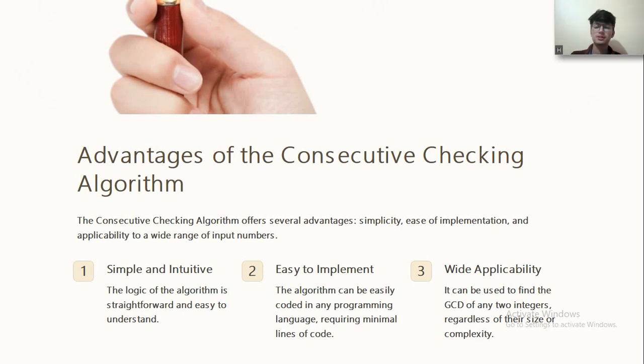Advantages of the consecutive checking algorithm. The consecutive checking algorithm offers several advantages: simplicity, ease of implementation, and applicability to a wide range of input numbers. Simple and intuitive: the logic of the algorithm is straightforward and easy to understand. Easy to implement: the algorithm can be easily coded in any programming language, requiring minimal lines of code. Wide applicability: it can be used to find the GCD of any two integers, regardless of their size or complexity.